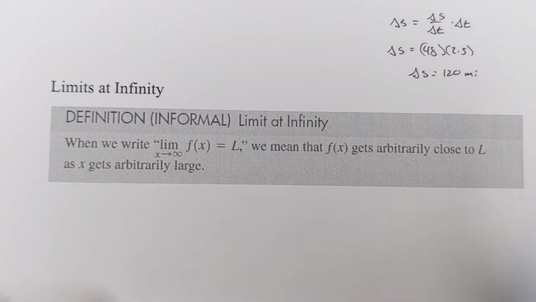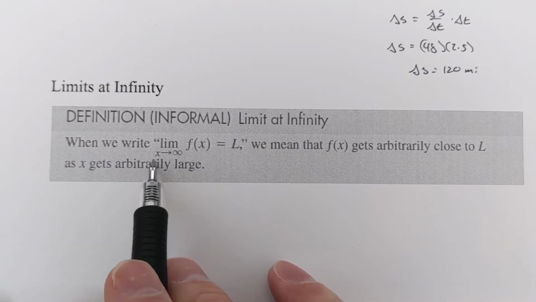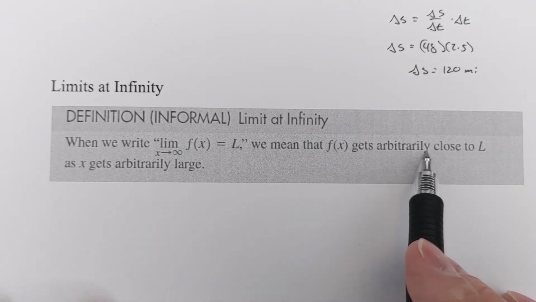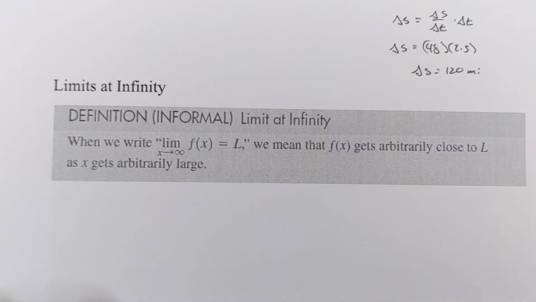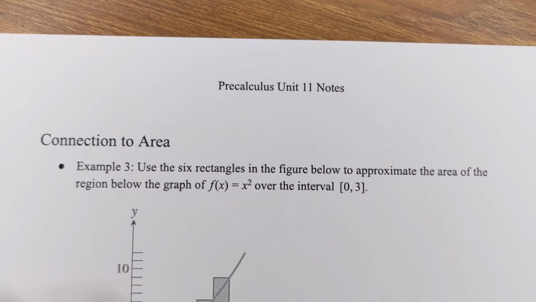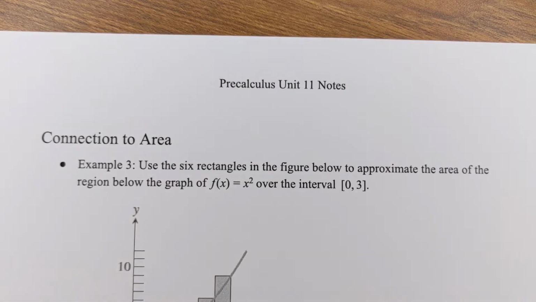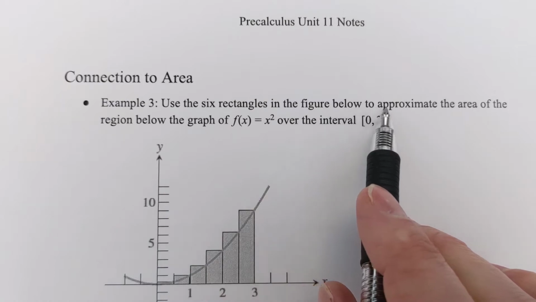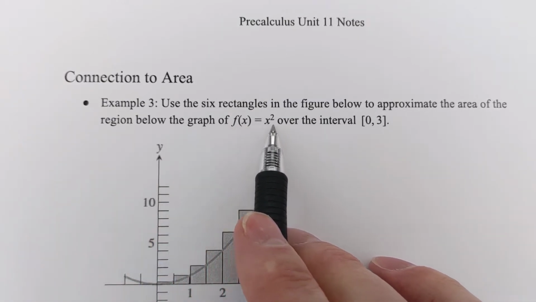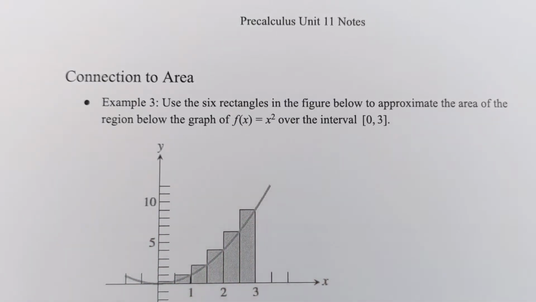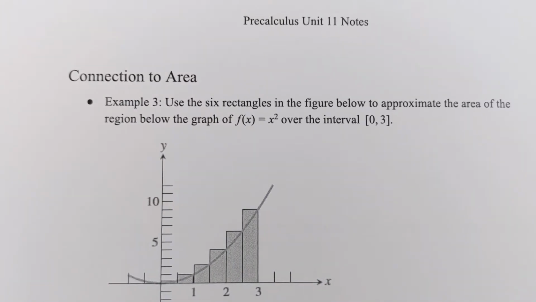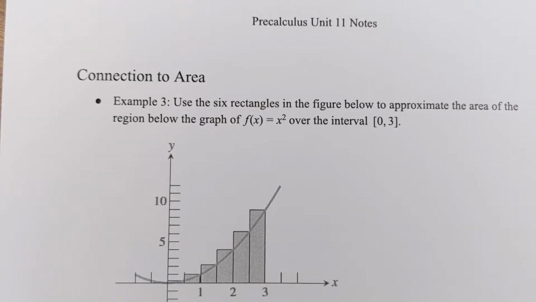All right, so limits at infinity. When you write the limit as x approaches infinity of f of x equals L, it means that f of x gets arbitrarily close to L as x gets arbitrarily large. Okay. So the connection to area, example 3: use 6 rectangles in the figure below to approximate the area of the region below the graph of f of x equals x squared over the interval 0 to 3. So we're just going to essentially add up the values of these rectangles.